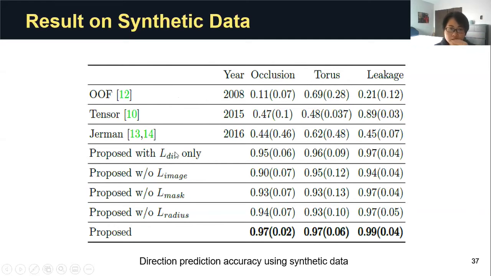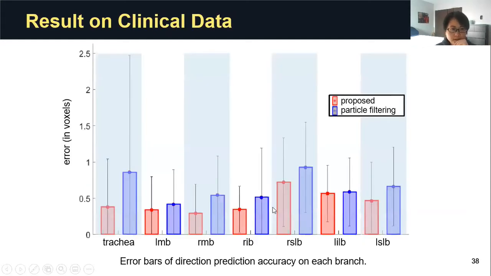And we did an ablation study, throwing out different components of the loss function. We can see that by adding all the components together, the multi-loss function reaches the maximal performance on direction prediction. And here are quantitative results on clinical data.